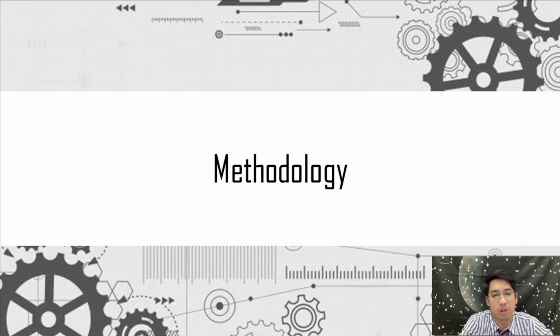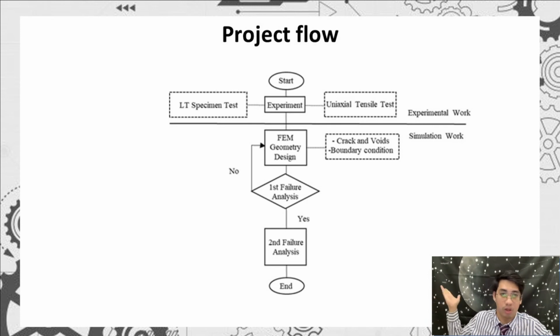Next, we go to the methodology of the project. This is the flowchart of the project. We start from the experimental work, which consists of the tensile test and LT specimen test. Then the simulation work starts with applying crack and weld and boundary conditions to the model. Then we check it first. If the model is okay, then we go to the second failure analysis towards the end.